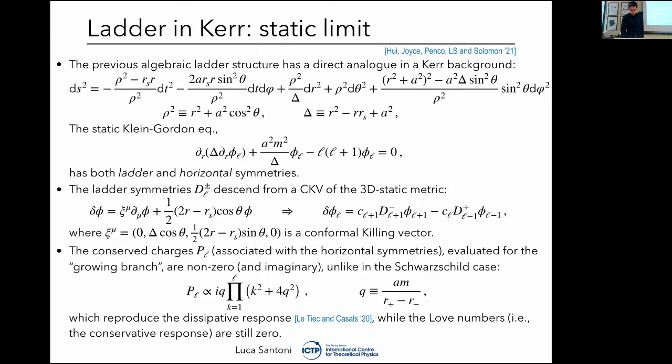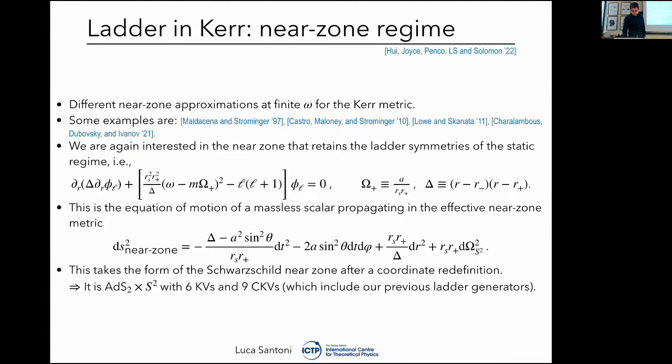Maybe I can skip this. This is just to say that you can extend everything to Kerr. What I told you before can be generalized to a rotating black hole. You can find the ladder symmetries for a rotating black hole, and you can also extend the story at finite frequency for a rotating black hole. You still have an AdS2 cross S2 symmetry, so you have 6 Killing vectors and 9 conformal Killing vectors.